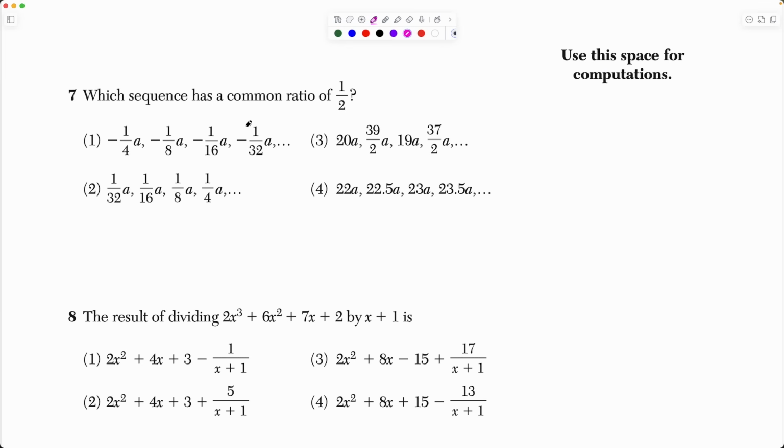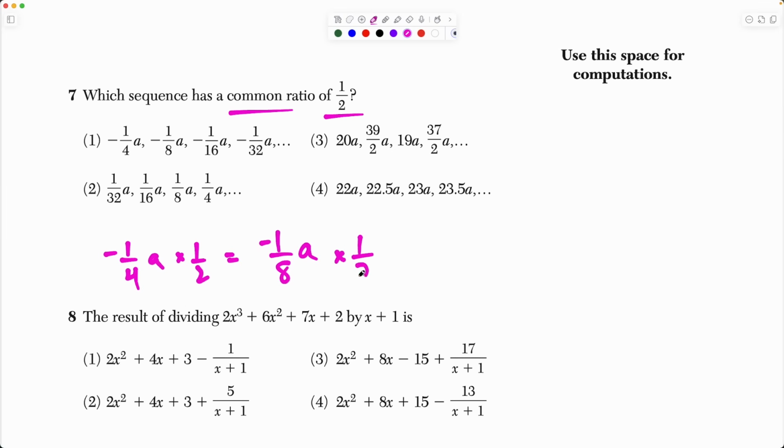Question 7, which sequence has a common ratio of 1/2? So a common ratio of 1/2 means that we multiply by 1/2 to get from one term to the next. So if we look at choice 1, if we did -1/4 a and then multiply this by 1/2, we would get -1 times 1 is -1, and then 4 times 2 is 8, and the a just tags along. So it looks like so far choice 1 is good.